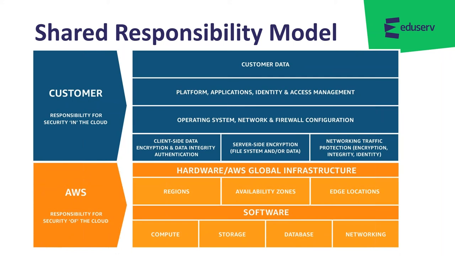So they provide the platform to you, and it has a set of features and capabilities that are available for you to configure to ensure your security. Above that, the elements in blue at the bottom there: client-side data encryption, data integrity, authentication, server-side encryption, networking traffic protection, and so forth. And then moving up through operating systems, firewalls, identity management, and so forth. So essentially, there are a lot of elements that need to be configured, as there are on an on-premise service, that can make the difference between a secure system and otherwise.